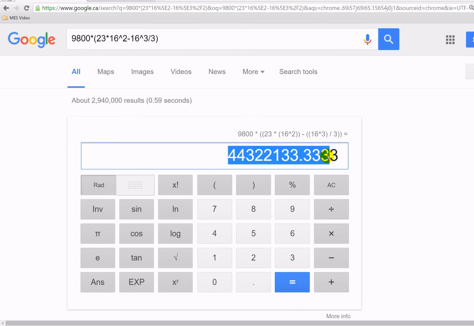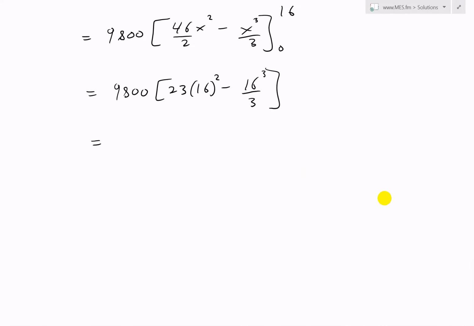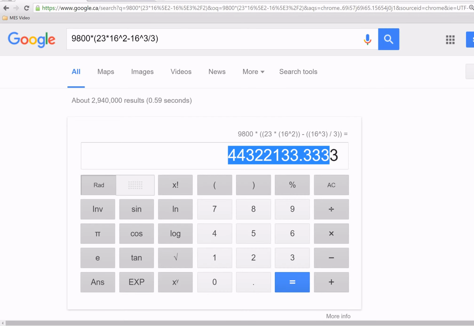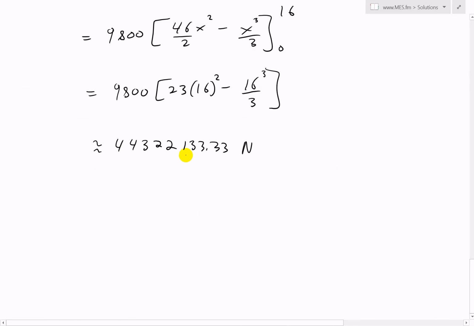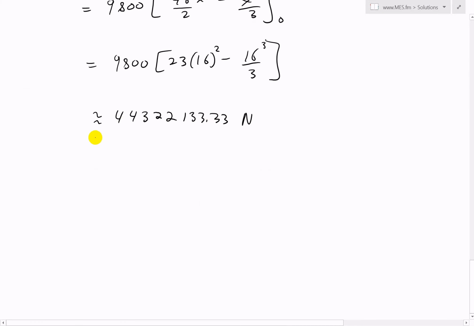4.3. I'll just put this down now. So this equals roughly 3.33, and again the units are newtons because we dealt with SI units the whole time. Let's get this again. So 443221333.33, and this equals 2 right here.